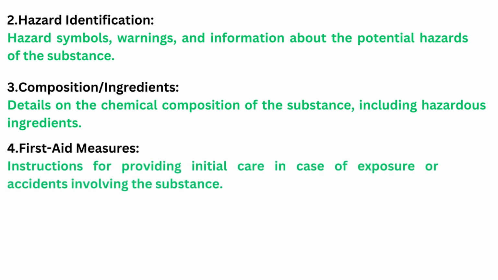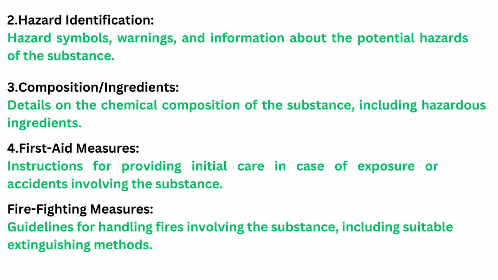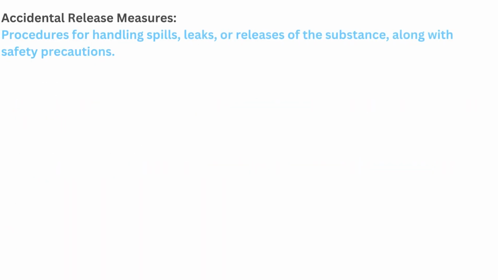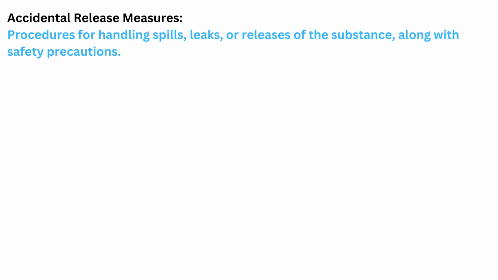First aid measures. This section gives instructions for providing initial care in case of exposure or accidents involving the substance. Fire and explosion hazard data. This section provides information about the flammability and explosiveness of the product, including the suitable extinguishing methods. Accidental release measures. Procedures for handling spills, leaks, or releases of the substance, along with safety precautions.